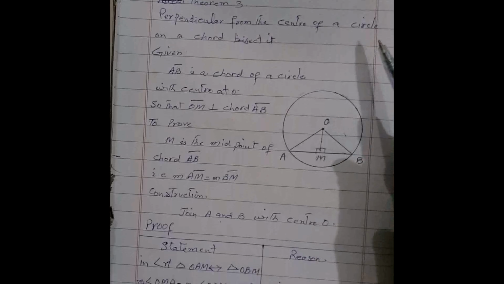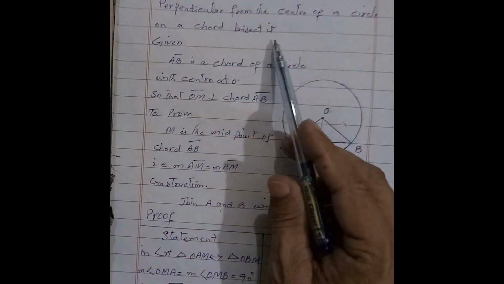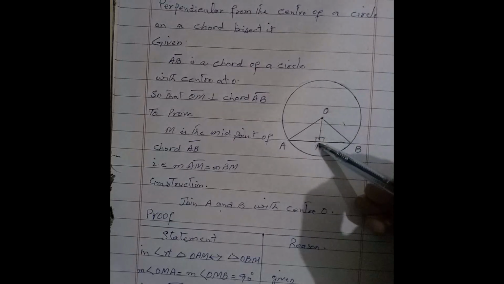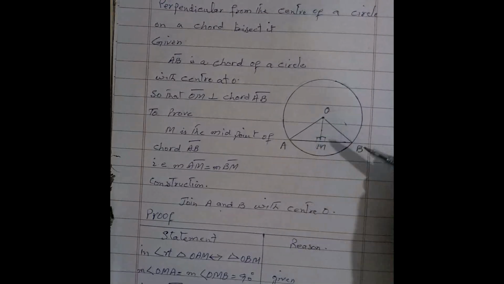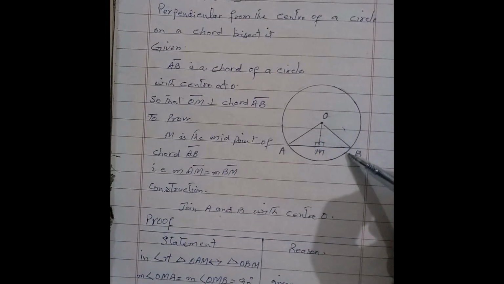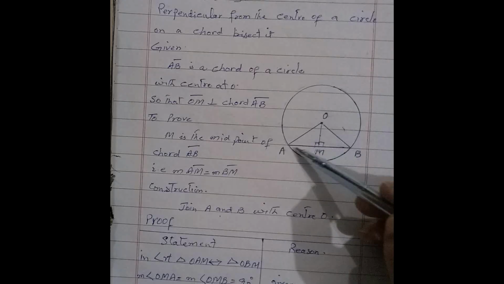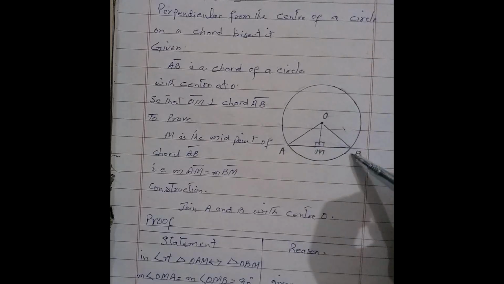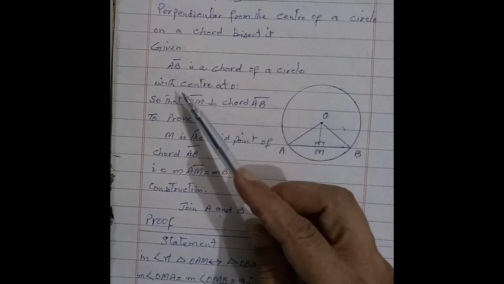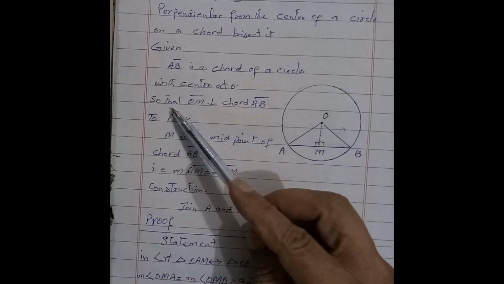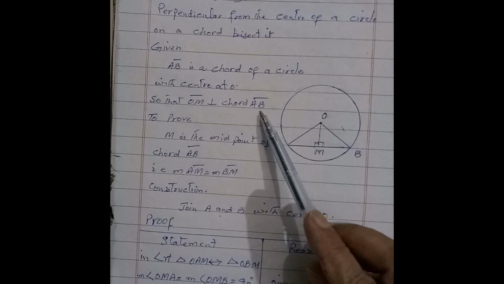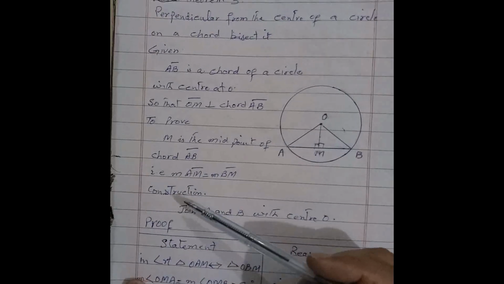Theorem 3 which is: the perpendicular from the center of the circle on a chord bisects it. Means this is the perpendicular on the chord, which is AB. The perpendicular OM on AB bisects AB, means AM is equal to BM. Given is AB is a chord of a circle with center at O, so that OM is perpendicular to chord AB, and we prove it.